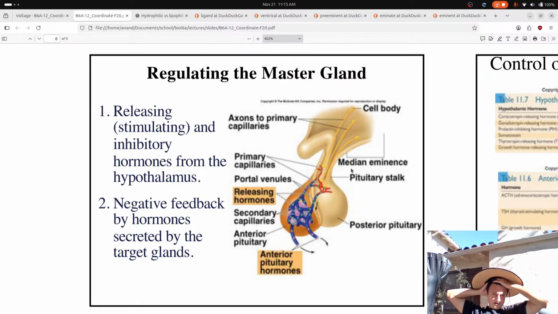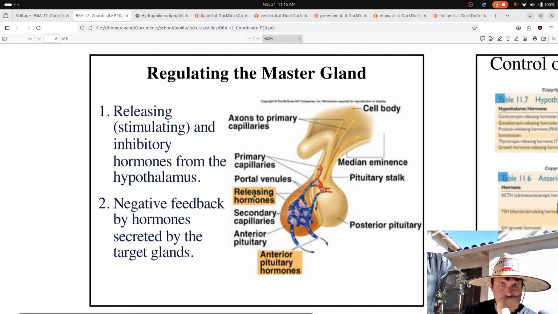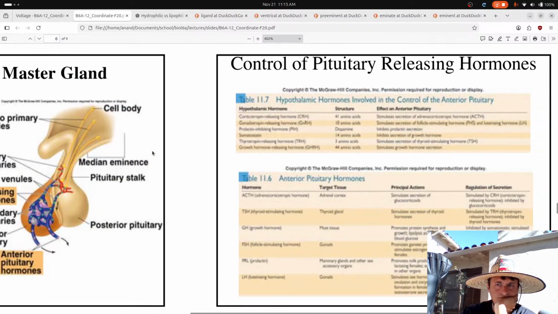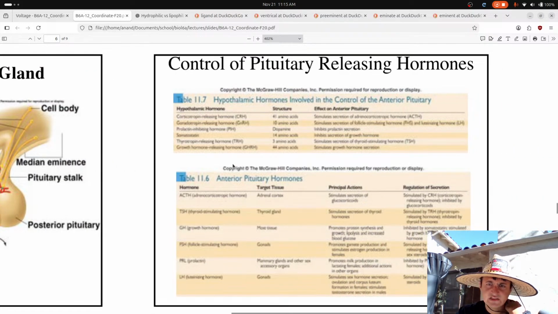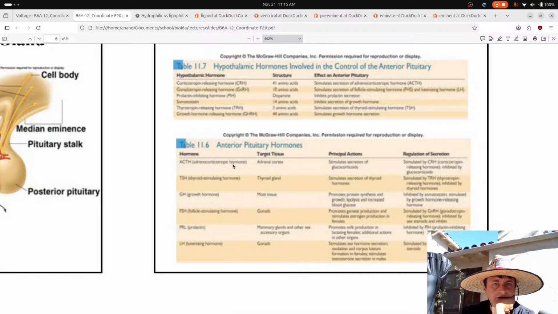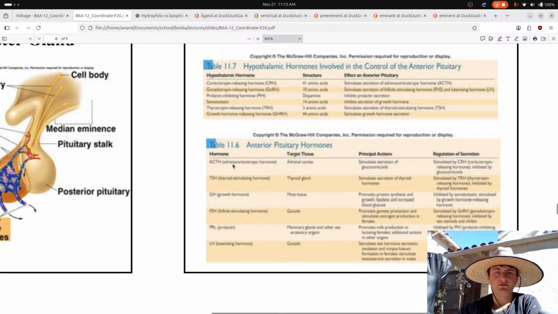Releasing, stimulating. This slide stinks here. Can't read it at all. Once we read the textbook, I'll get that.